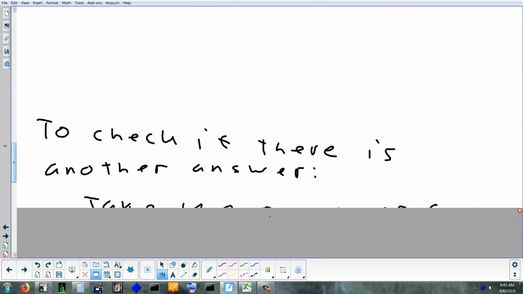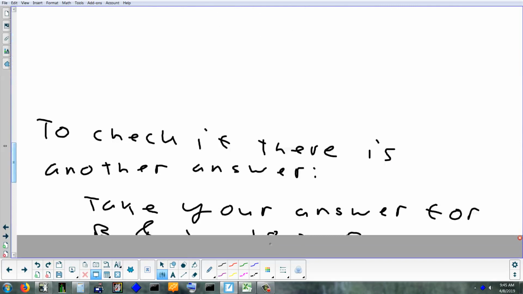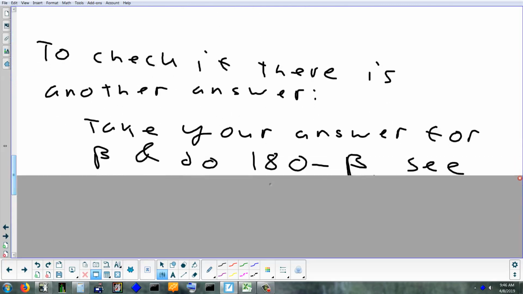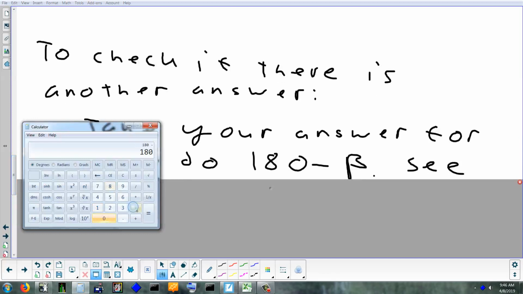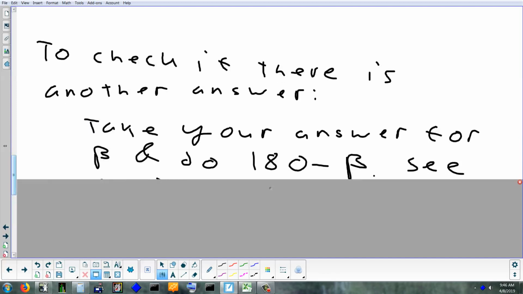I have it written out right here. So to check if there is a second answer, take the answer that we just got and subtract it from 180. Okay, let's do that. 180 minus 25.374 is 154.626. I'm just going to write that off to the side. So take what we got for beta, subtract it from 180. Now, I'm not writing that in the box yet. I don't know if that answer works.